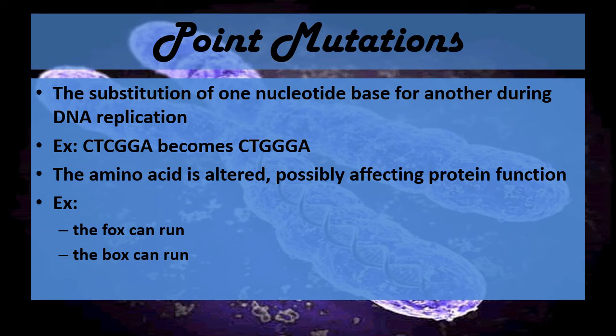So our example is our 3-letter runs, like we have for amino acids: the fox can run. Instead, the box can run. Kind of doesn't quite make sense, but it's still readable. Maybe the amino acids are still the same. Like when we saw that table, we had 4 codings for some amino acids, so maybe it still codes for the exact same protein.